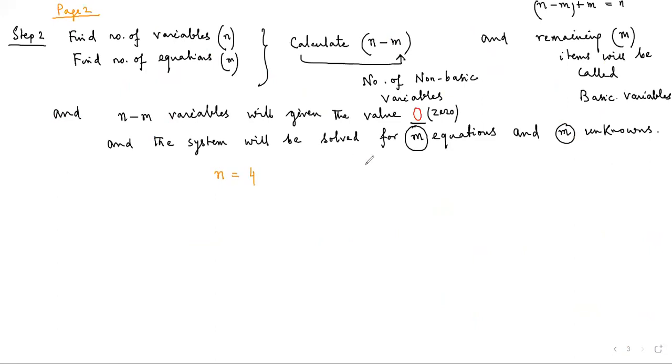In our system, the number of variables n is 4: x1, x2, s1, s2. The number of equations in my system is 2. Only 2 constraints are there. So if I want to calculate n minus m variables, that will be 4 minus 2, which is 2. These 2 variables will be called non-basic variables.